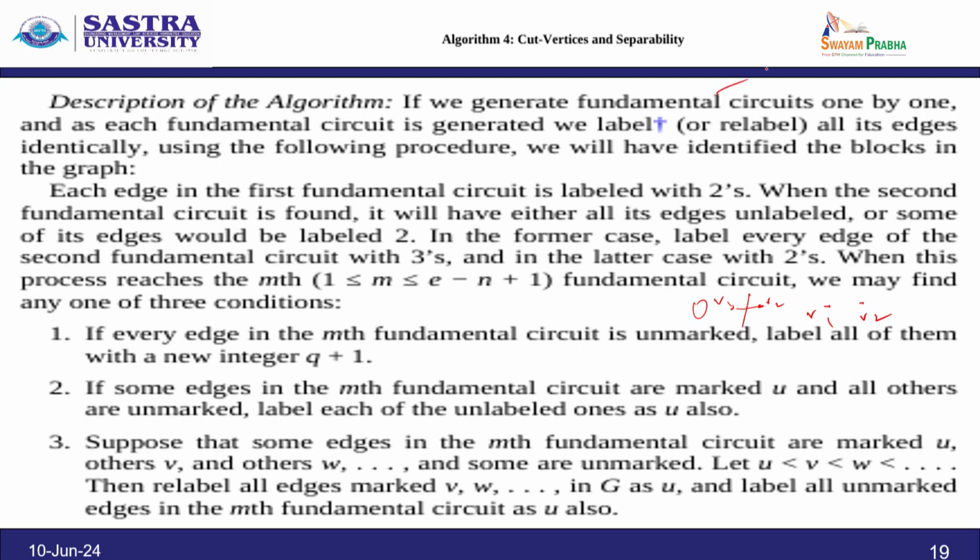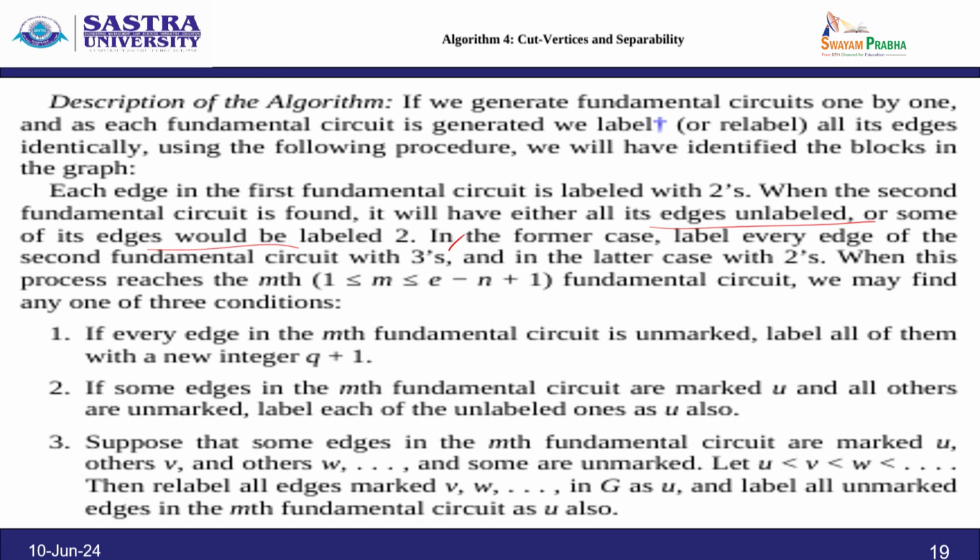We generate the fundamental circuits one by one, and each fundamental circuit is generated by labeling all its edges identically using the following procedure. So, we will have identified the blocks in the graph. Now, each edge in the first fundamental circuit is labeled with 2's. When the second fundamental circuit is found, it will have either all its edges unlabeled or some of its edges labeled 2. In the former case, label every edge of the second fundamental circuit with 3's, and in the latter with 2's.